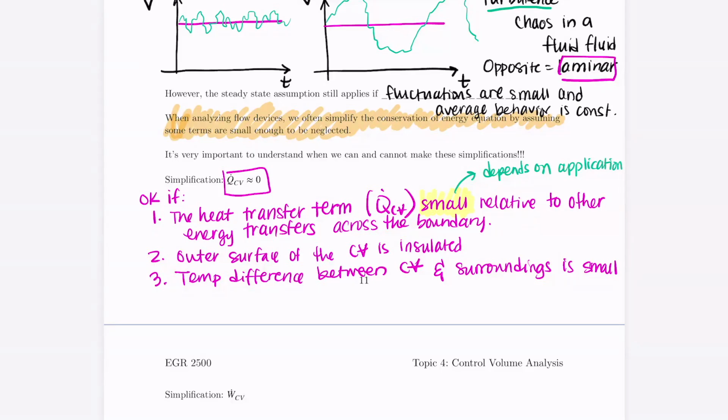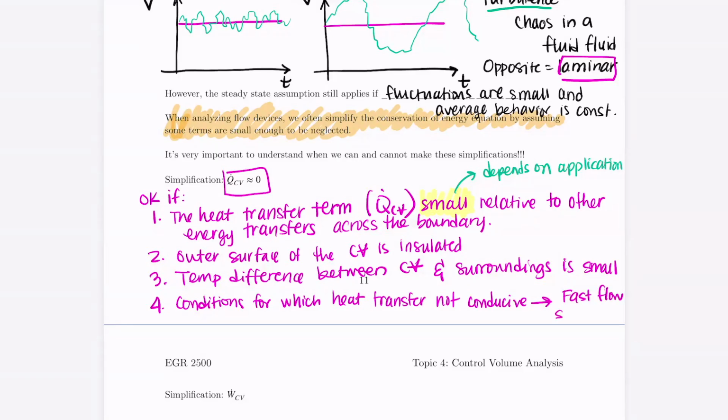Okay. And then last, we have if the fluid passes through the control volume so quickly that there's not enough time for significant heat transfer to occur, or the outer surface area is too small for effective heat transfer. So essentially conditions for which heat transfer is not conducive. So things like fast flow or small surface area.